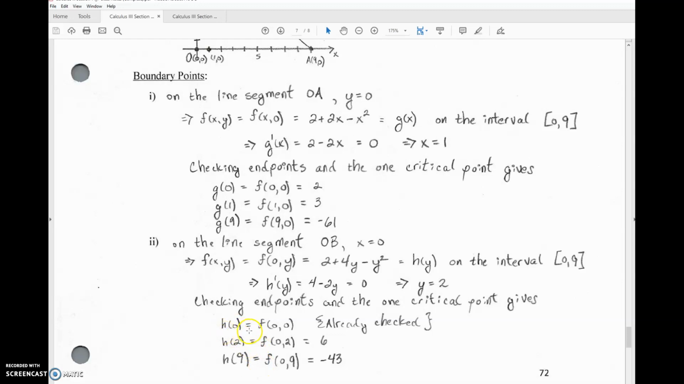Now I've already checked h of 0 actually, because that's f of 0, 0. Don't need to check it again. h of 2 is f of 0, 2, which is 6. And h of 9 is f of 0, 9, which is minus 43.